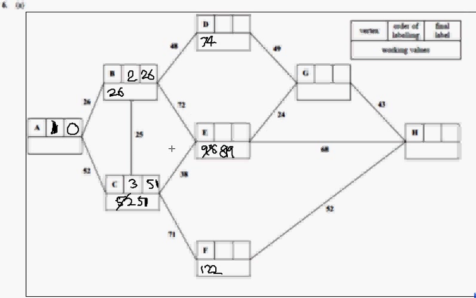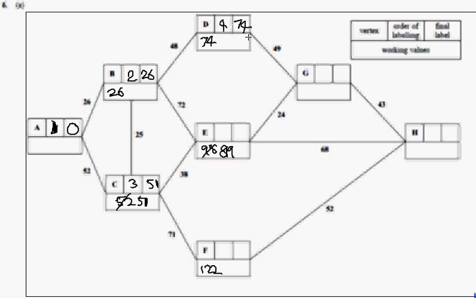So it alternates between looking from where you are to where you can get to. That's one stage that we've just done. So looking across the whole network, don't forget those two distinct phases. So we look across the whole network, what's the smallest working value we can get? 74, 89, 122. Well, 74 is the smallest, so this one gets finalized. 74 goes in there, and we label this as box number 4. Okay, so far so good.